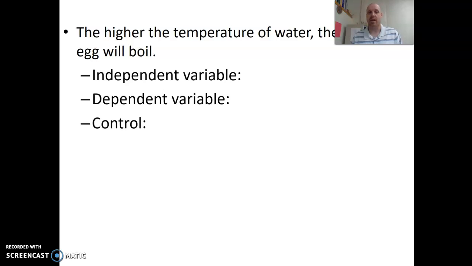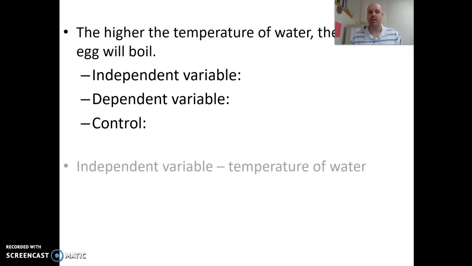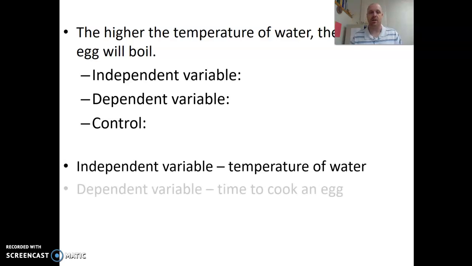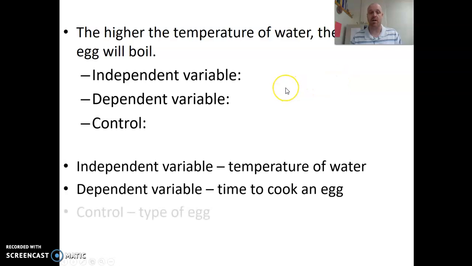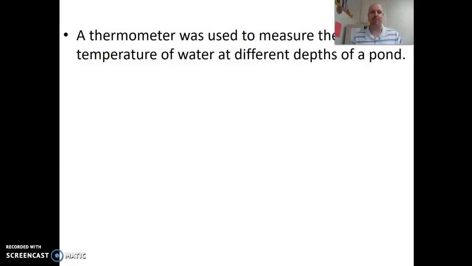And the control. The independent variable would be the temperature of the water. I controlled how hot the water is. The dependent variable would be how long it took to boil the egg. And the control would be the type of egg. Obviously, if I had a chicken egg versus an ostrich egg, the ostrich egg would take much longer to boil. Also, you could say the water. If you really want to get specific, certain types of water can boil and retain heat more or less. We'll get into that much later in the year and talk about how to make hot water hotter.